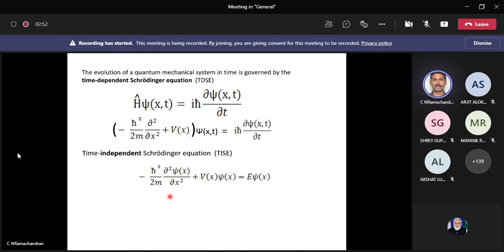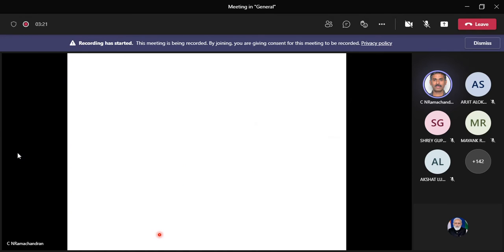Why we need the Schrodinger equation and all that we will see. But you can see that this Schrodinger equation is a second order differential equation. Or in other words, we can say H psi is equal to E psi. So this is the time independent Schrodinger equation and this is the time dependent Schrodinger equation. The time dependent Schrodinger equation tells the evolution of a quantum mechanical system. If you want to calculate how it changes with respect to time, we will get that information by solving that equation.